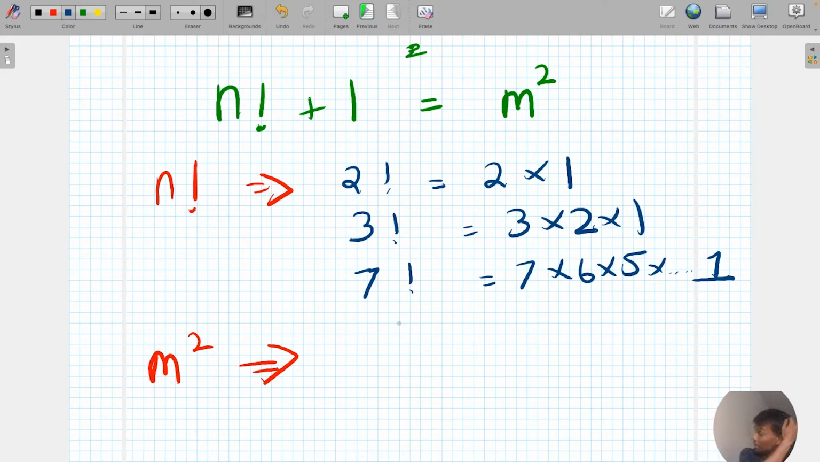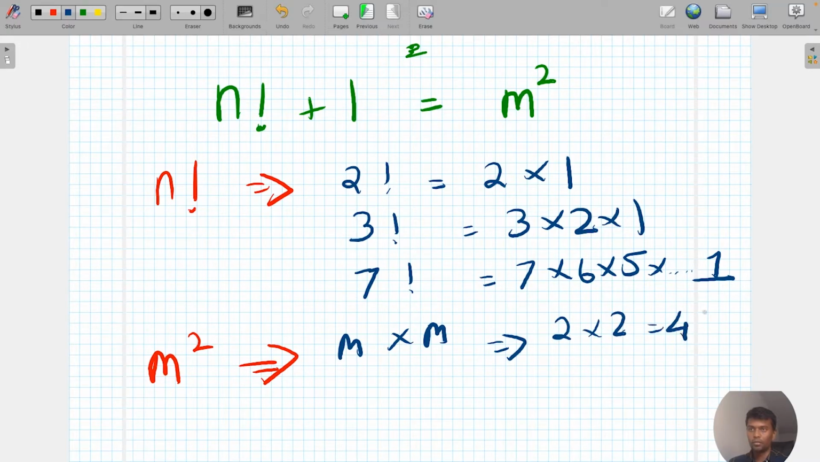What I mean by m square is that this particular number needs to be a square. By square, I mean that it is a product of two numbers multiplied, so again, we have m into m. Some examples of these are 2 into 2 gives you 4, so in this case m equal to 2 and m square equal to 4. 3 into 3 gives you 9, which means that m equal to 3 and m square equal to 9.